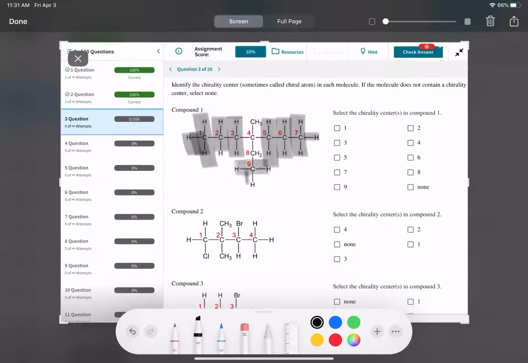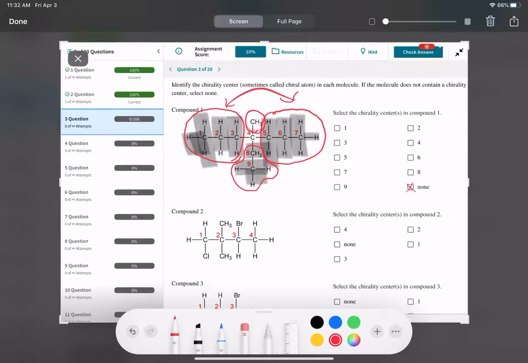Carbon number 9, 3 hydrogens. Carbon number 8, 2 hydrogens. We're left with maybe carbon number 4. It might be a chirality center, it might not. We have to analyze exactly what's attached to it. Carbon number 4 has a CH3. It also has a CH2CH3, so those are 2 different things. It has a CH2CH2CH3 and a CH2CH2CH3. So because these 2 things are the same, it also is not a chirality center. So this molecule is not going to have any at all.